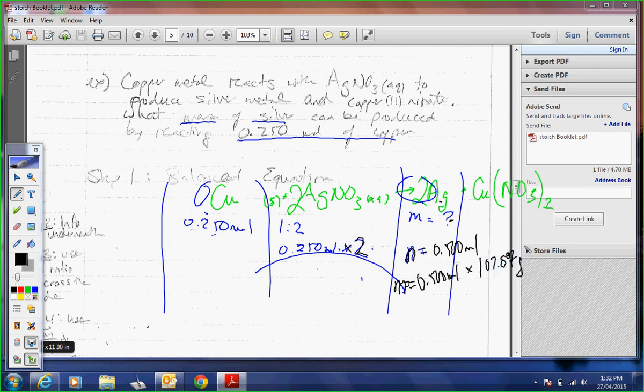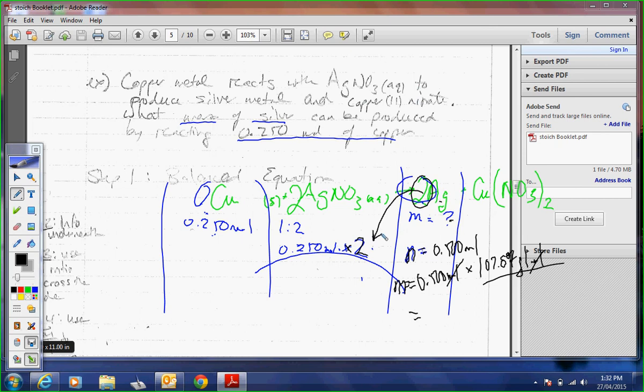107.87 grams per mole. You can see that the moles cancel out, and I'm left with how many grams? Well, you have to have 2. Oh, no you don't. But you have 2 Ag. I've already taken care of this too.